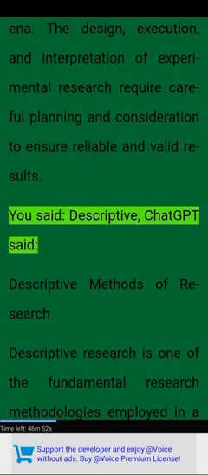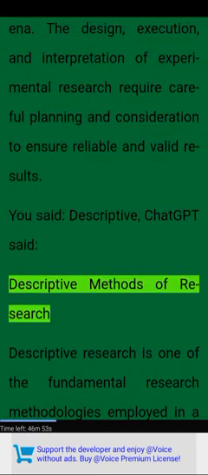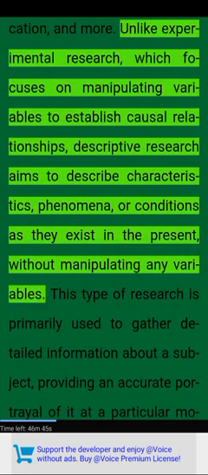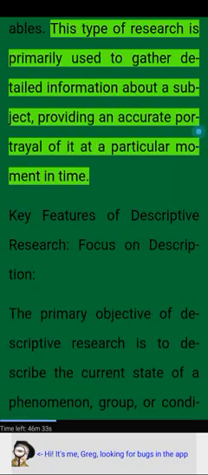Descriptive methods of research. Descriptive research is one of the fundamental research methodologies employed in a variety of academic disciplines, including environmental science, social sciences, education, and more. Unlike experimental research, which focuses on manipulating variables to establish causal relationships, descriptive research aims to describe characteristics, phenomena, or conditions as they exist in the present, without manipulating any variables. This type of research is primarily used to gather detailed information about a subject, providing an accurate portrayal of it at a particular moment in time.